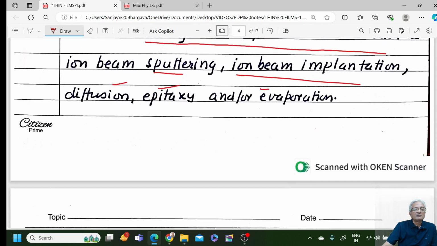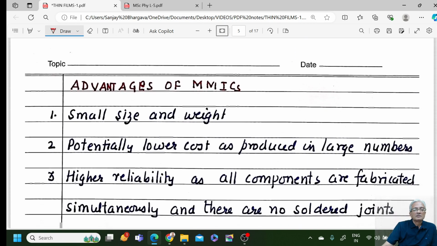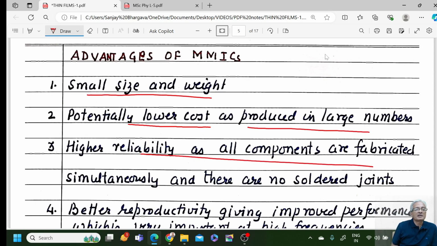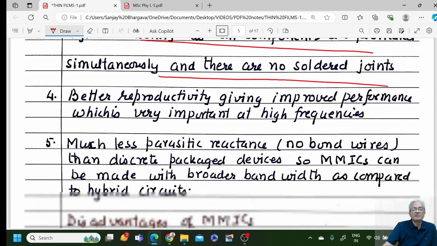So here we would like to know what are the advantages of MMICs. They have small size and weight. They carry potentially lower cost as they are produced in large numbers. They have high reliability as all components are fabricated simultaneously and there are no soldered joints. So they are all being deposited simultaneously with the same technique.